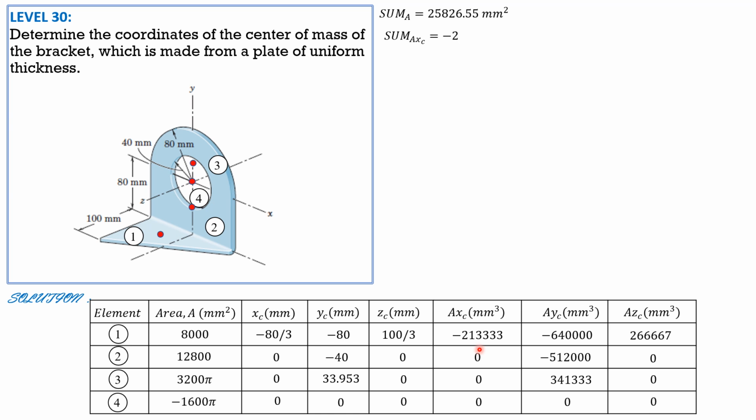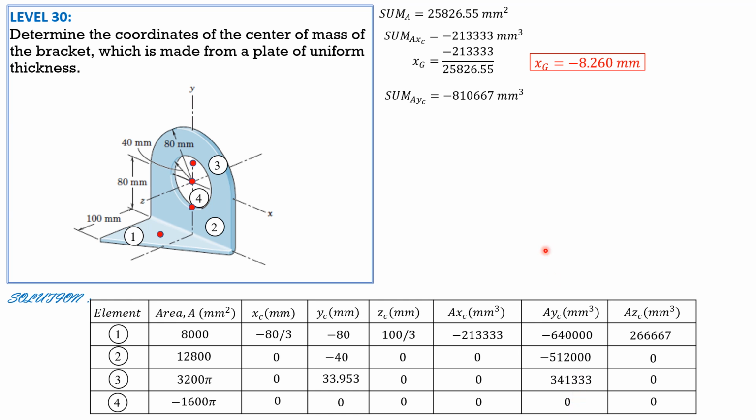Then summation of area x sub c, there's no other value except negative 213,333. So xg is negative 213,333 divided by 25,826.55. So xg is equal to negative 8.260 mm.